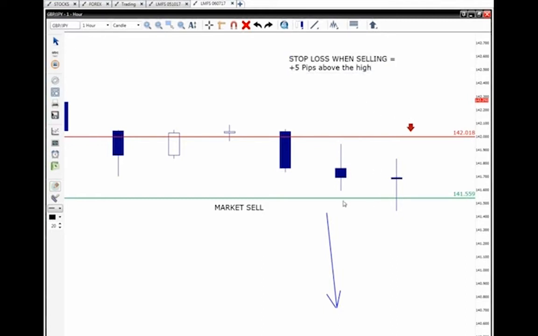There we go. So we have our entry, we have our stop loss set. In this case here, we would be risking on this trade, I'm using my measuring tool here, we're risking 45 pips. Everybody remember what our minimum is? Our minimum is 50 pips towards our target.